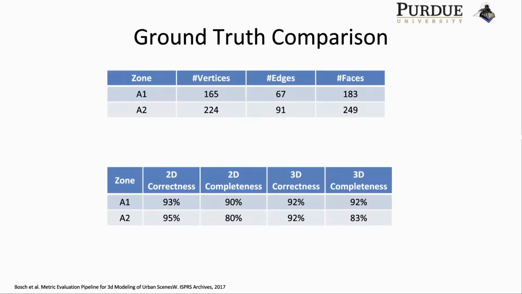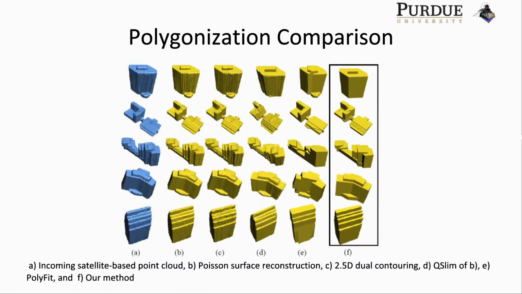Here we show some results from our paper. In the top table, we show the average number of vertices, edges, and faces of our procedural buildings. And in the bottom table, we show geometric accuracy in terms of 2D and 3D correctness and completeness. Despite the low poly count, our results achieve high accuracy scores. We visually compare our approach to a similar set of prior methods, including Poisson surface reconstruction, 2.5D dual contouring, QSlim, and PolyFit. Our method is the only one that maintains the expected geometric and architectural properties.